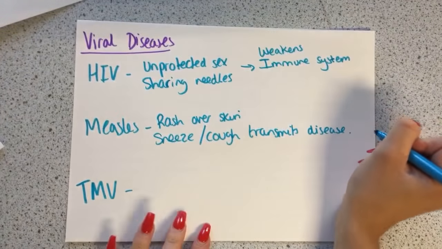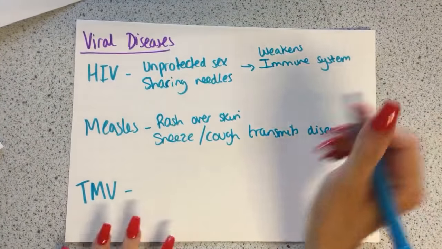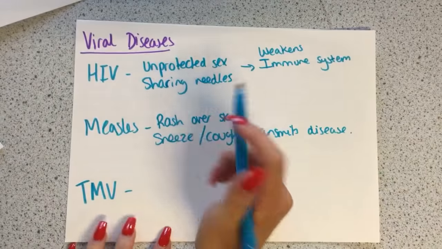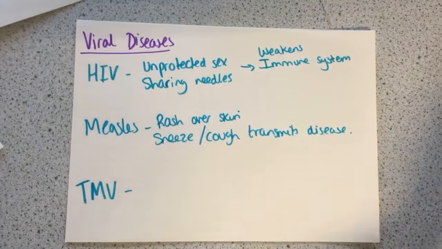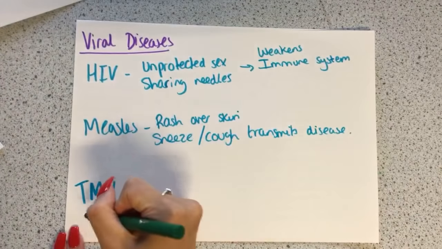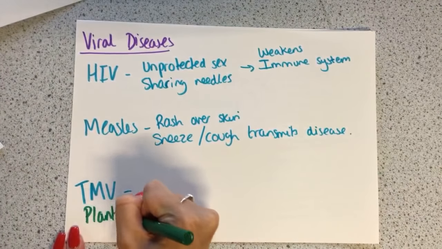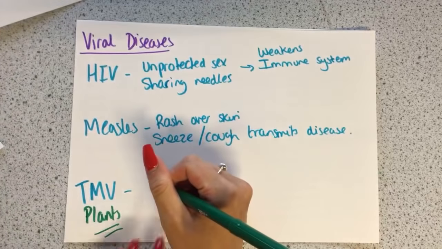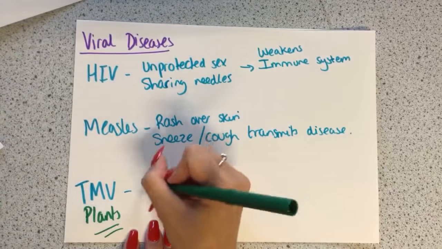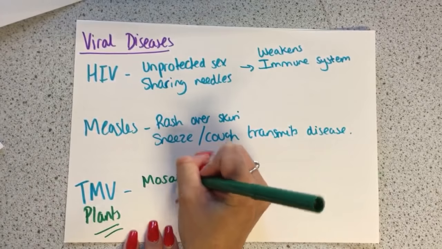And therefore, if you have measles, you are just suggested to stay away from other people. And then TMV, I'm going to do this in a different colour because this is just for plants. So it stands for tobacco mosaic virus, and you will know if your plant has this because it has a mosaic pattern on the leaves.